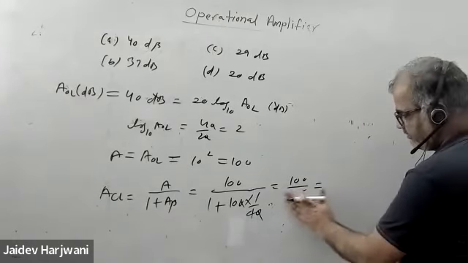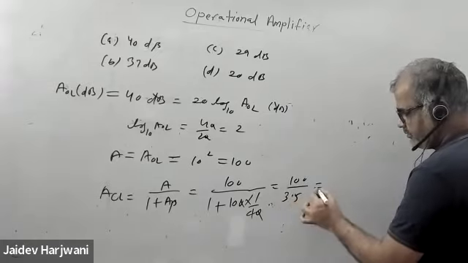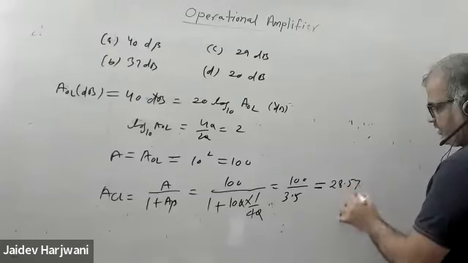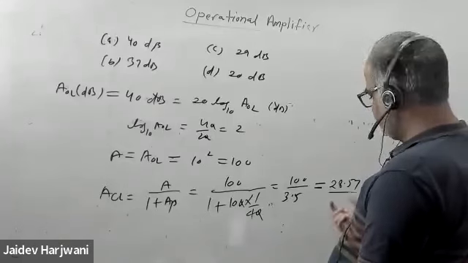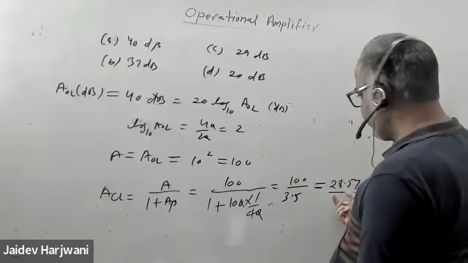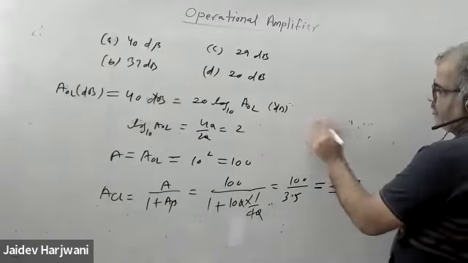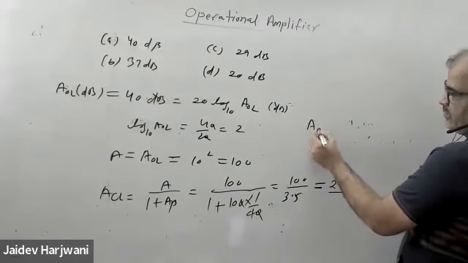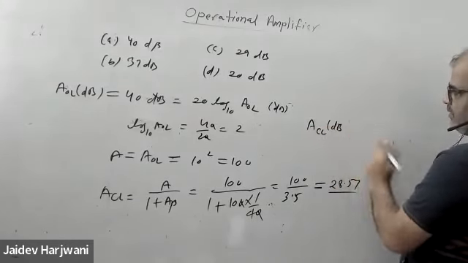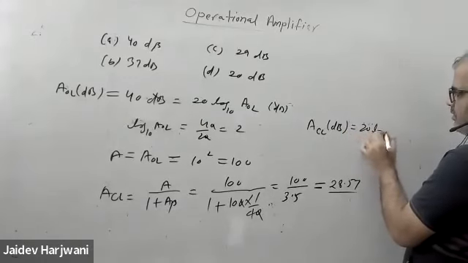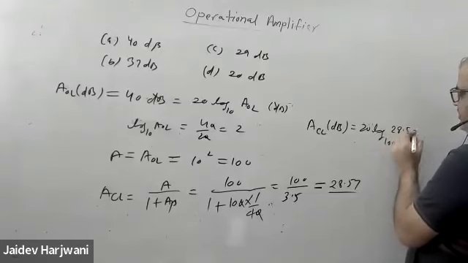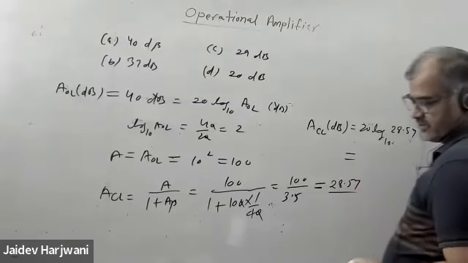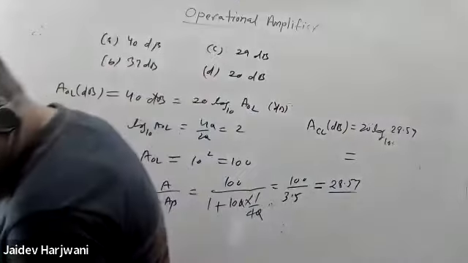100 upon 3.5. What is the value? 28.57. Okay, but this is a number. You are asking the answer in decibel, so you again have to convert this to decibel. So closed loop gain in dB will be 20 log 10 of 28.57. Okay, tell me the answer, and that answer will come in dB.